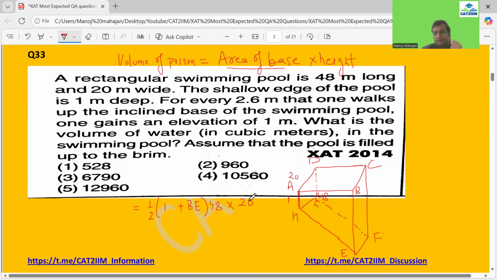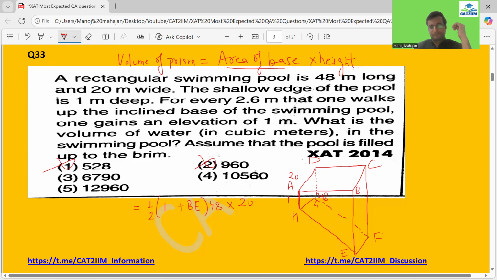So one thing is very sure, that this BE would be more than one. So even if you add one, the value comes out to be how much? 1 plus 1 divided by 2 gives you what? 1 and 960. So one thing is very sure that the answer has to be more than 528 and 960, because my length B would be more than 1, as per the problem. So if we get the value of BE, we should be able to figure out the answer also.